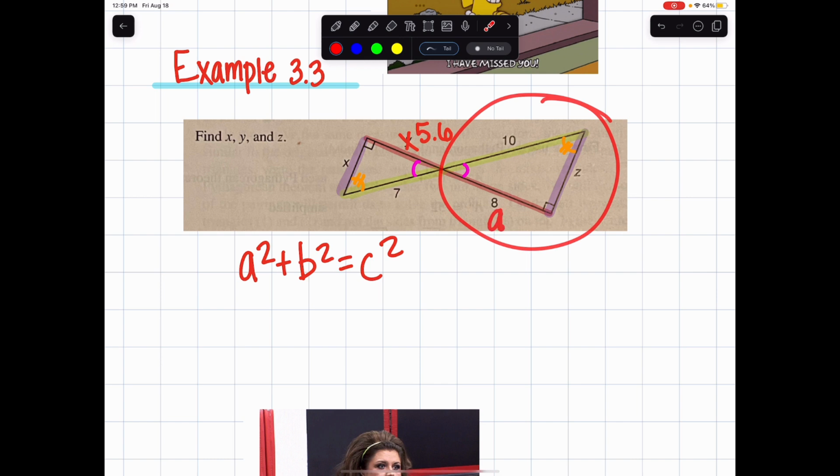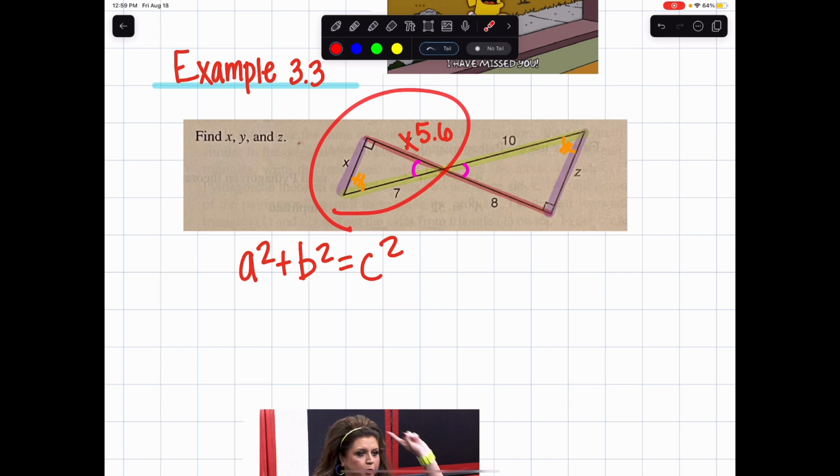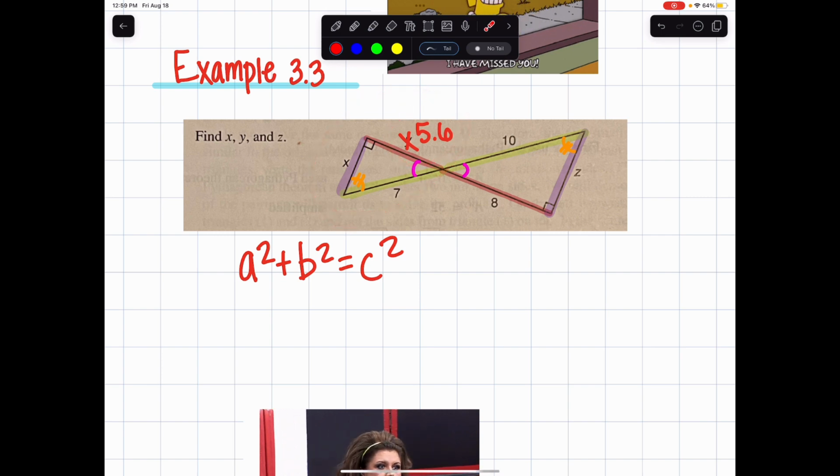This is going to be A, this is going to be B, this is going to be C. It doesn't matter which one's A and B, it just matters that C is the longest one. You could have used the Pythagorean theorem for this side too, now that we know this value for y.